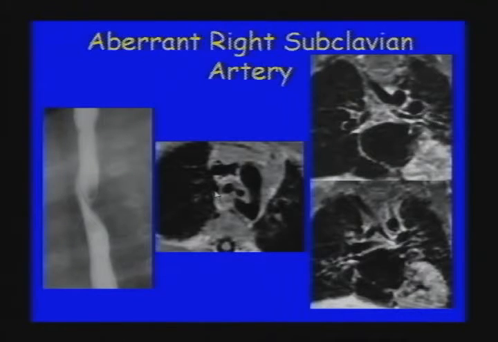So here we have a child that has a posterior indentation on the esophagus, and on his MR that was done for other reasons, you can see that there's an aberrant right subclavian artery. Here it is coming off. There it is going out to the right arm.